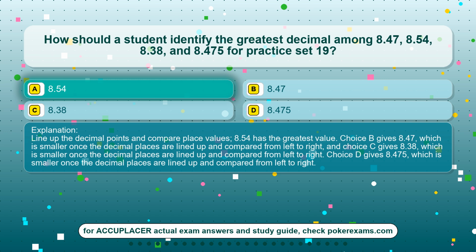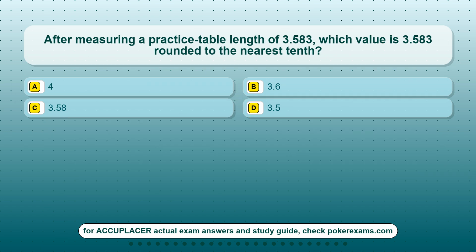Question 6. After measuring a practice table length of 3.583, which value is 3.583 rounded to the nearest tenth? Option A, 4. Option B, 3.6. Option C, 3.58. Option D, 3.5.